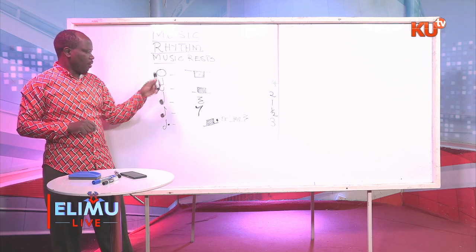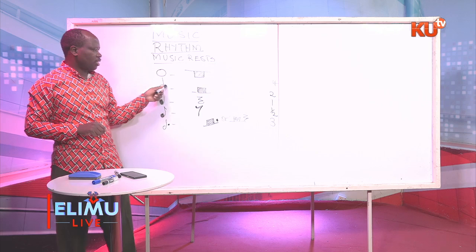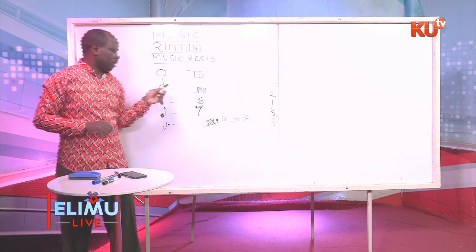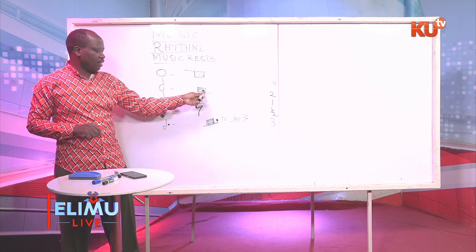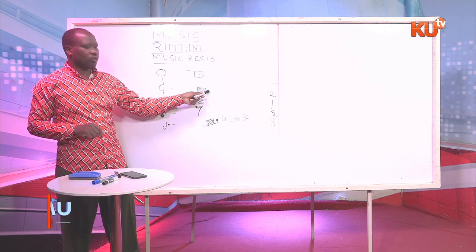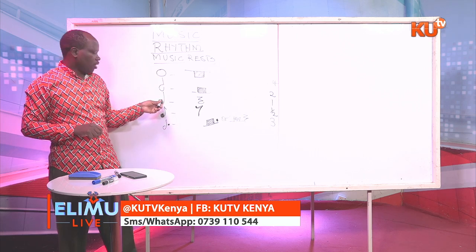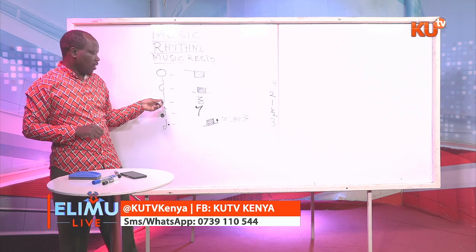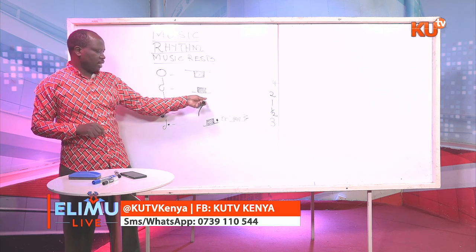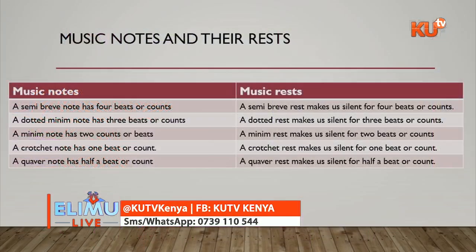the semi-brief. When you are given a minim note, this is equivalent to 2 beats, ta, a. When you are given the minim rest, you remain silent for a period equivalent to 2 beats of a minim. When you are given a crochet, you have 1 long beat or 1 long sound. When you are given a crochet rest, you remain silent for a period equivalent to 1 beat.